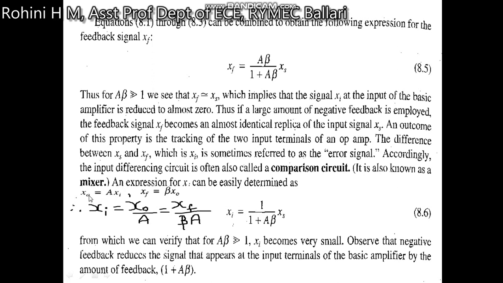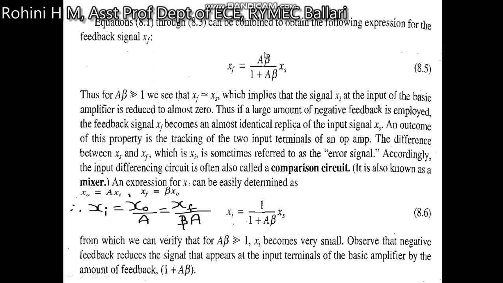What is x naught? The output signal x naught can be found as gain times the input, that is xi. Similarly, feedback is beta times x naught, as we discussed in the previous slide. Therefore xi can be written as x naught divided by the gain A. So what is x naught? From the second expression, x naught is xf divided by beta. Substituting for x naught as xf by beta, the expression is this one. So we can write xi is equal to what?